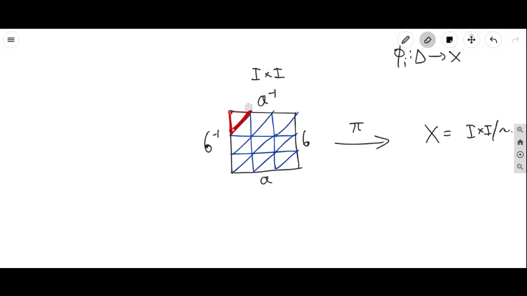Furthermore, the points on the upper edge are not identified with the points on the left edge. So they're being mapped to distinct points. And this is also mapped to something distinct. So this would mean that this entire triangle, when you apply pi to it, is going to be mapped homeomorphically to a triangle over there. And then you can do it with a different triangle. By the same reasoning, you can also apply pi to this triangle, and it will be mapped to another triangle.